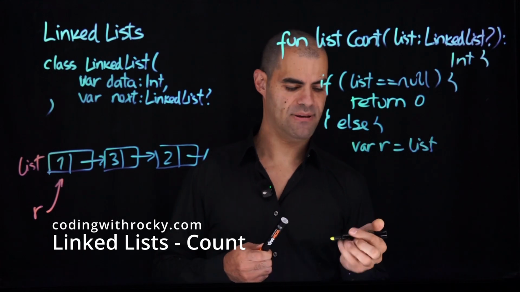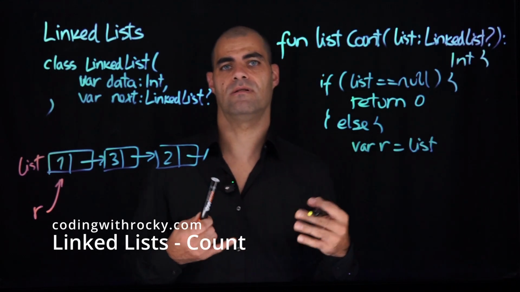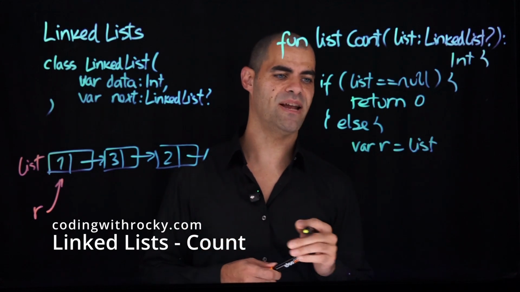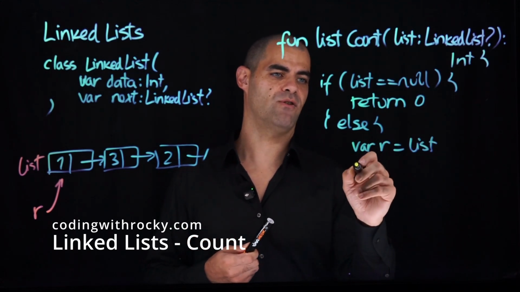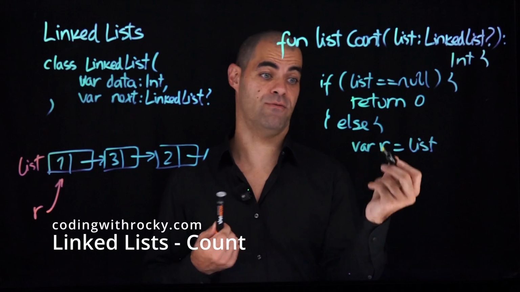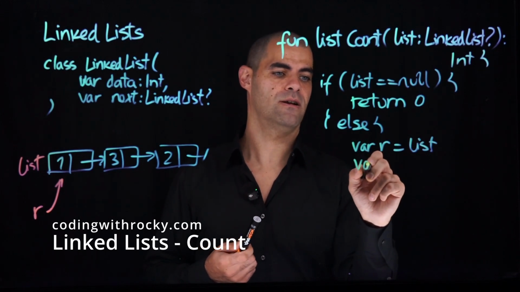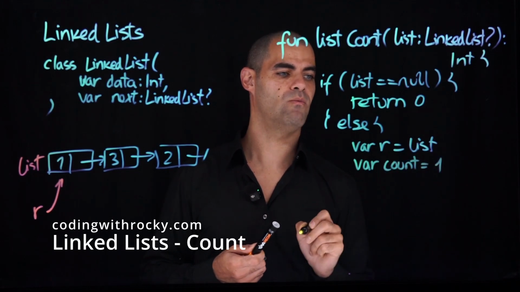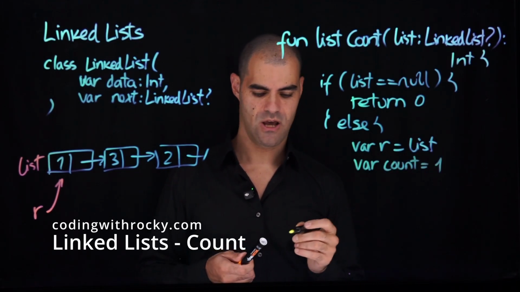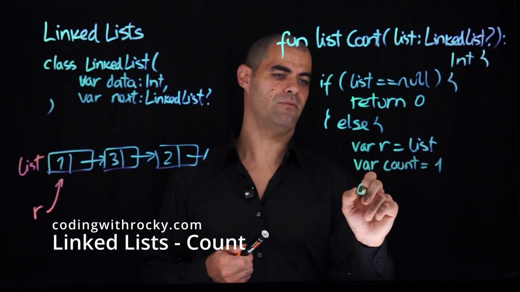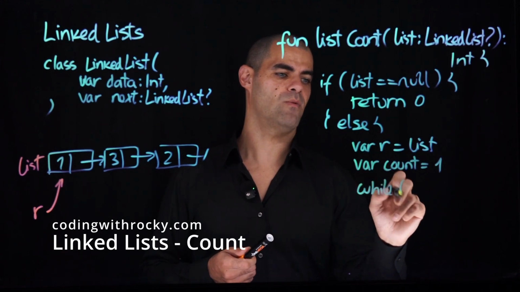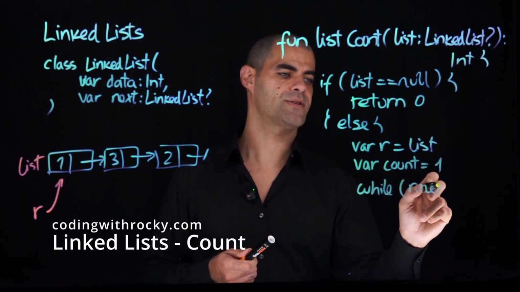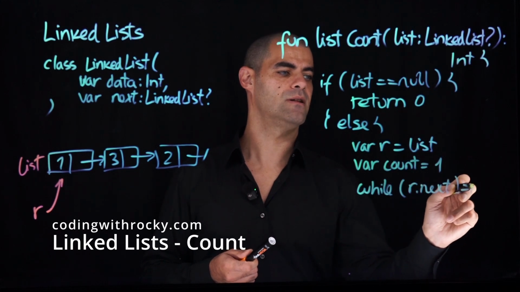And now we have to store the count of how many items we have so far. So if it's not empty, for sure we have at least one. So we have our count equals 1. So we know that for sure 1 is there. And now we can do the same while r.next is not null.